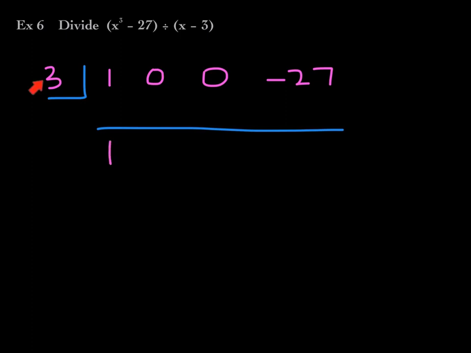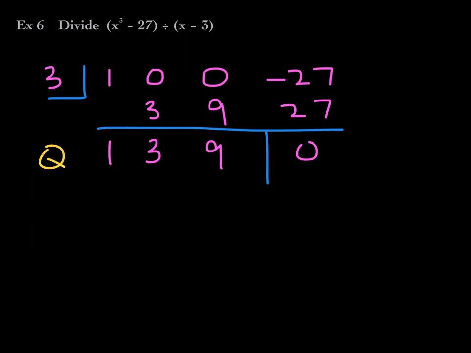Multiply. 3 times 1 is 3. Add. 0 plus 3 is 3. Multiply. 3 times 3 is 9. Add. 0 plus 9 is 9. Multiply. 3 times 9 is 27. Add. Negative 27 plus 27 is 0. So again, this is your quotient. I'll just put a Q out here, a quotient, and then this is your remainder.